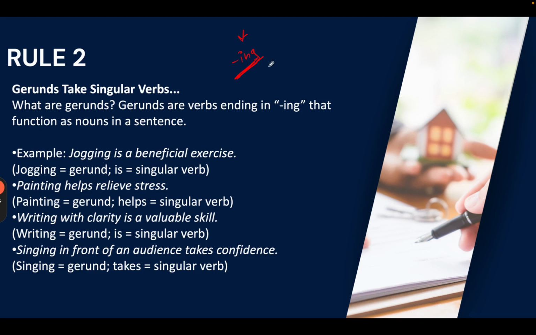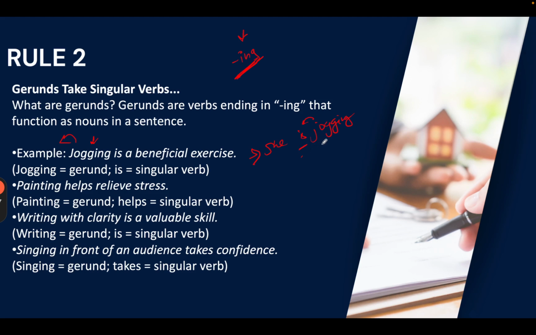Now, how do I know whether an ing ending word is a noun or a verb in the sentence? For example, look at this sentence: Jogging is a beneficial exercise. Now, let's say: she is jogging, right? What is the difference between the two sentences? Jogging is the first word of the sentence. There is no helping verb before it, no is, am, are, was, were, whatever. But in this sentence, there is a helping verb before it.